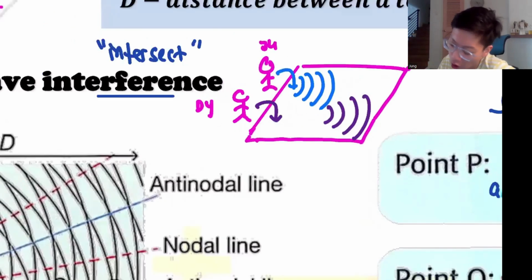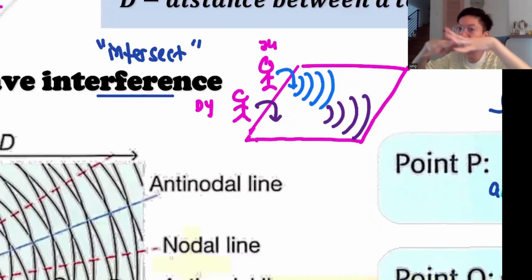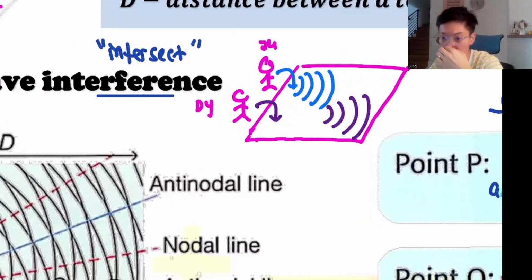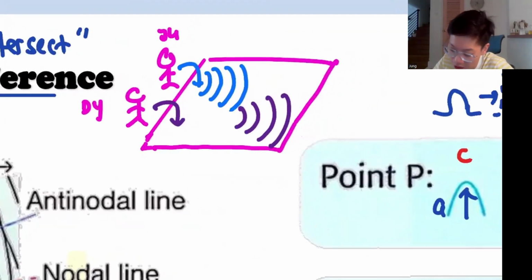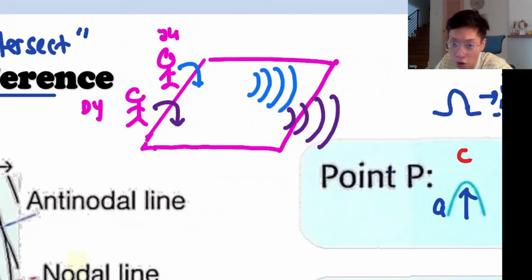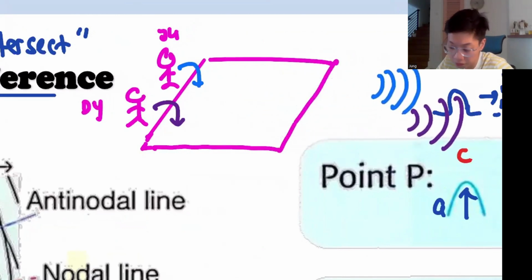So now, will these two waves interfere or not? One is in front, one is behind, so both waves will move together, right? Will they end up interfering with each other? Obviously, no. The answer is no. Why? Because one is in front, one is behind. So the two waves will move like that.